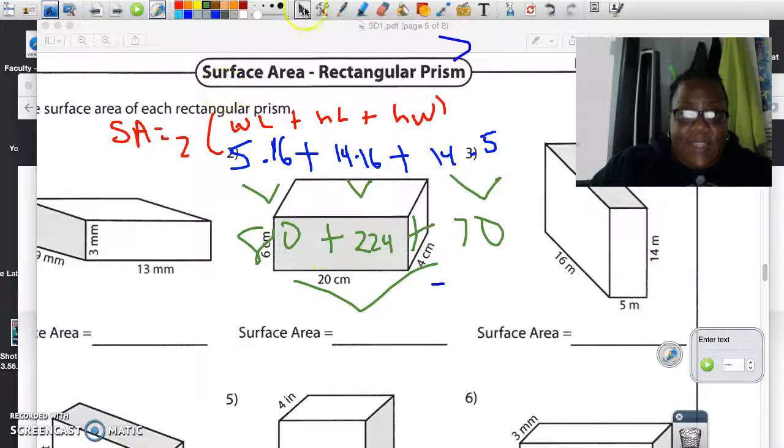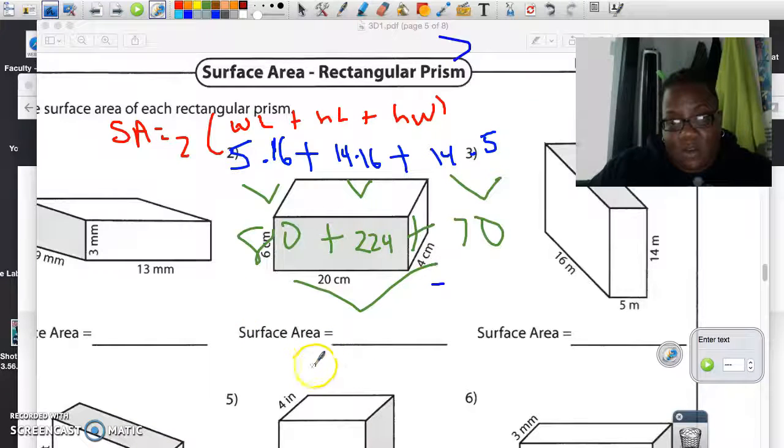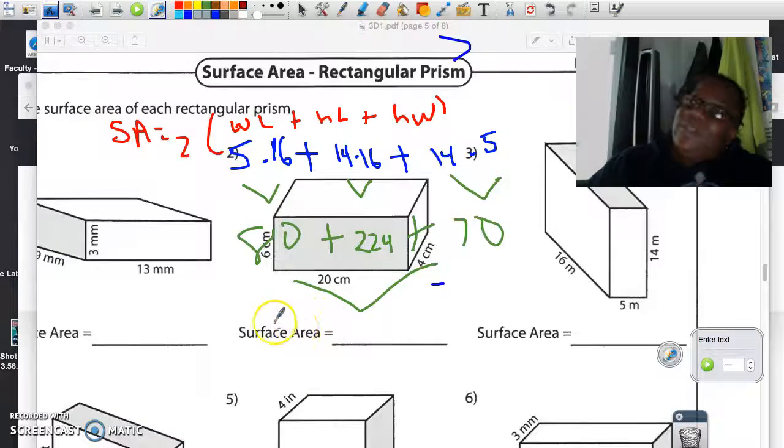That's 80. Yeah, it's 374. 224 plus 70. What'd you get? Just add 80 and 70. You know I can't do that, son.